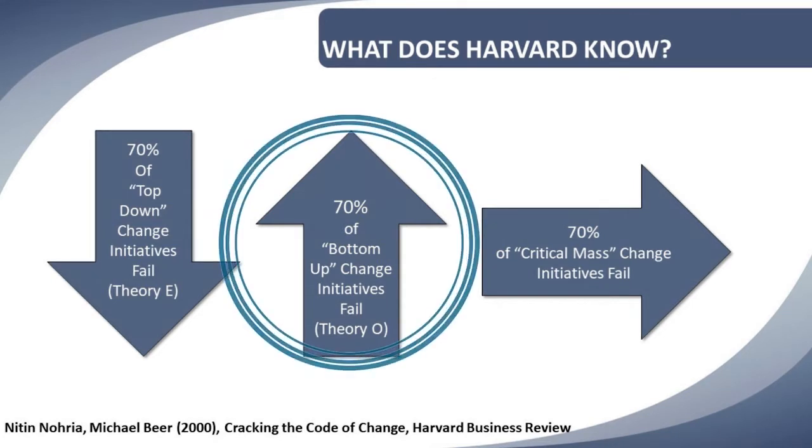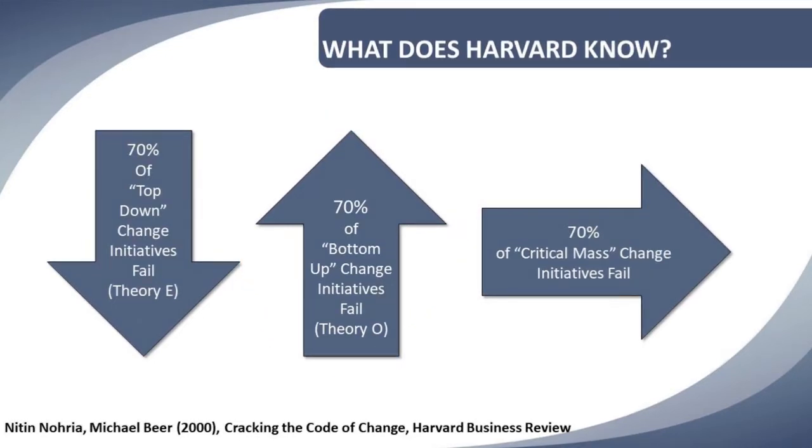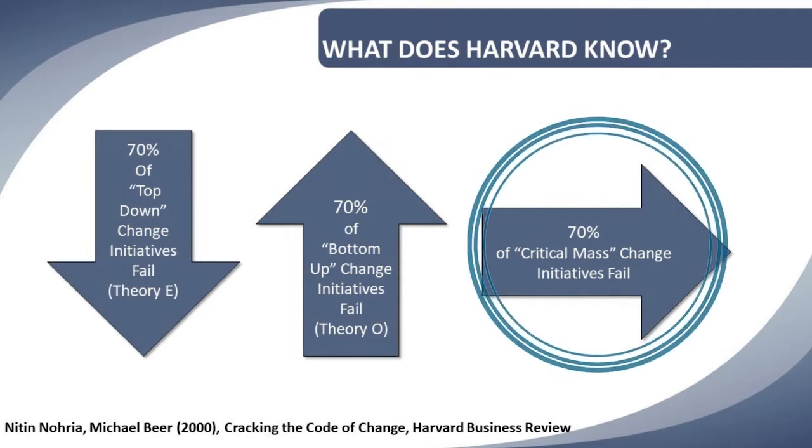Theory O type of change has the same failure rate of about 70%. Theory O, or bottom-up, you can think of as grassroots change initiatives. Say, for example, a staff or a team goes to a conference and they get excited about some kind of new program and they try to implement change at the grassroots or bottom-up level. Those types of initiatives also have high failure rates, better than two-thirds. And by extension, we know that about two-thirds or better of critical mass change initiatives fail.